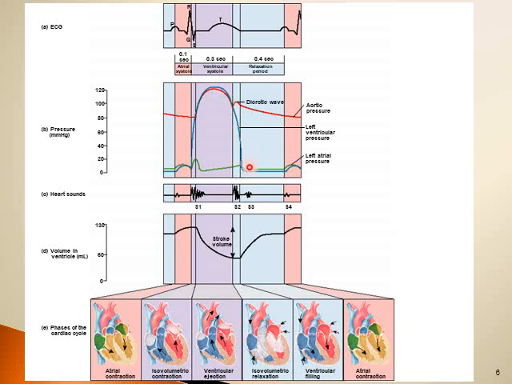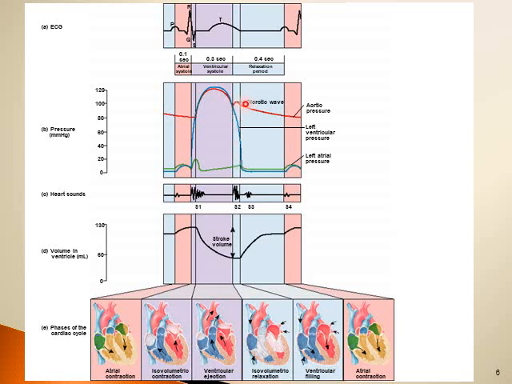left ventricular pressure. As you can see here, this red line represents the aortic pressure. The aortic pressure will rise with ventricular contraction because blood is ejected into the aorta, so the pressure will rise to 120, and then it will start to drop with the ventricular relaxation or ventricular diastole, but it won't drop to 0 like the left ventricle.